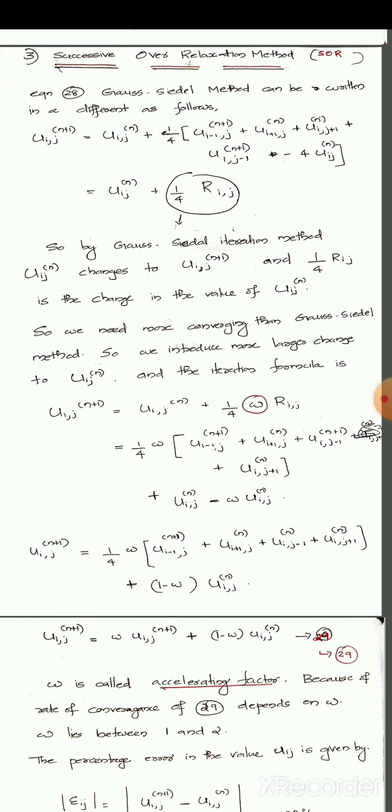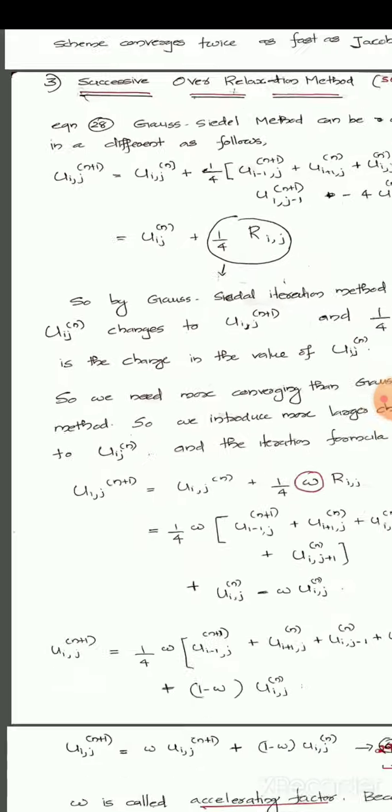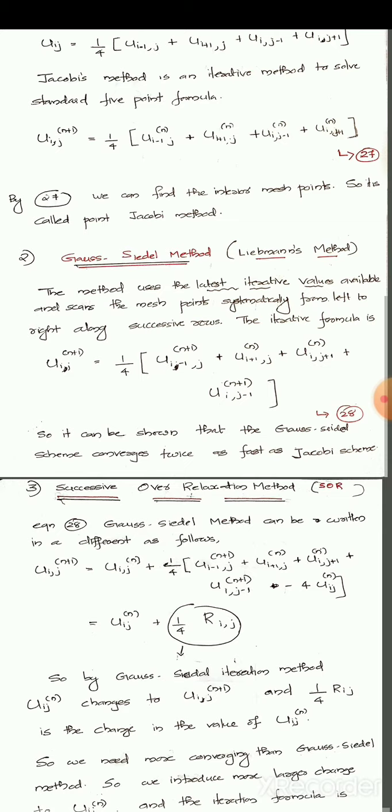So in the Gauss-Seidel iteration method, the 1 by 4 r_ij is the change of u_ij to u_ij of n plus 1. So u_ij of n means the nth iterative value of u_ij, and u_ij of n plus 1 means the (n plus 1)th iterative value of u_ij. So the change from one iterative value to the other iterative value is 1 by 4 r_ij in the Gauss-Seidel method.